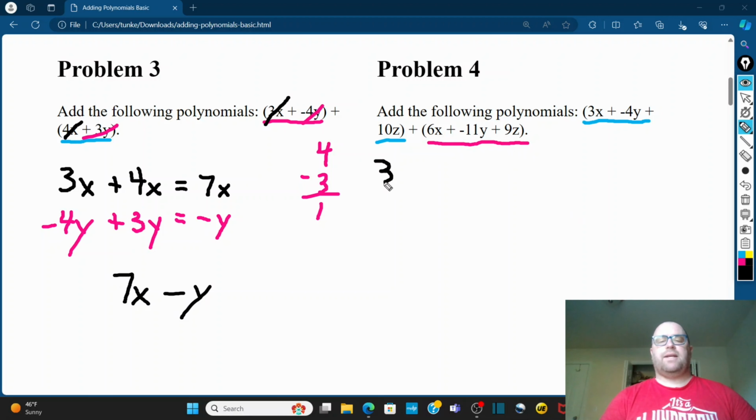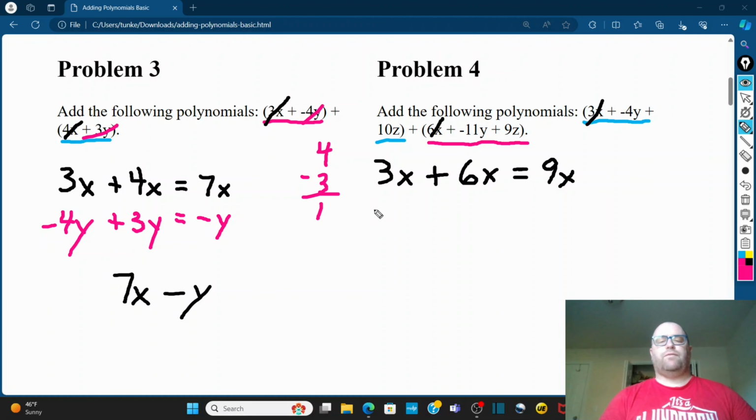So we're going to do 3x plus 6x. Well, 3 plus 6 is 9, so that gives us 9x. We'll cross those off just to keep ourselves organized as we move through this problem.